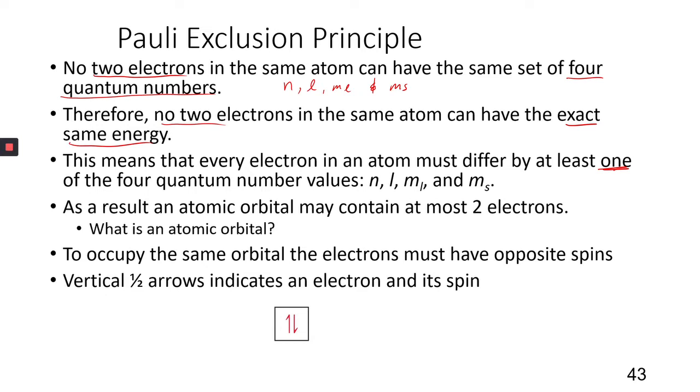As a result of this, an atomic orbital may contain at most two electrons, and the electrons in that orbital have to be spinning in opposite directions. And we show that with an up half arrow and a down half arrow.